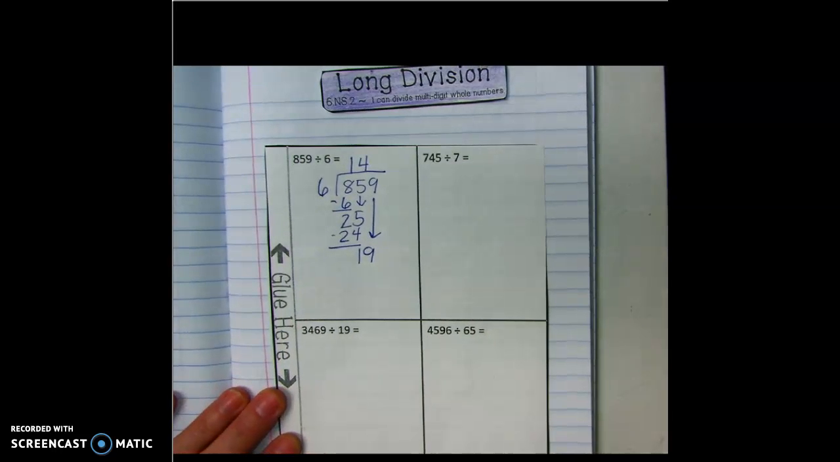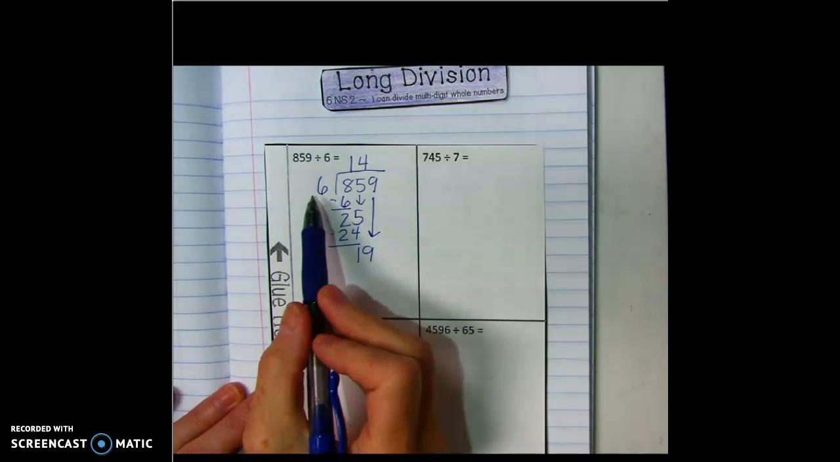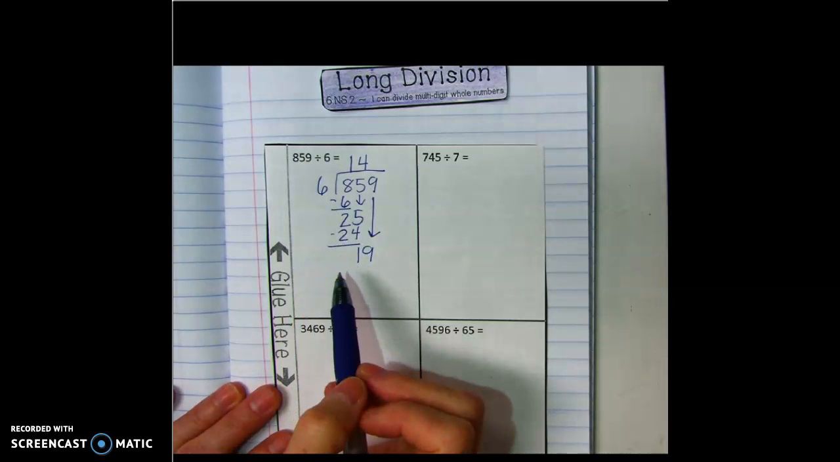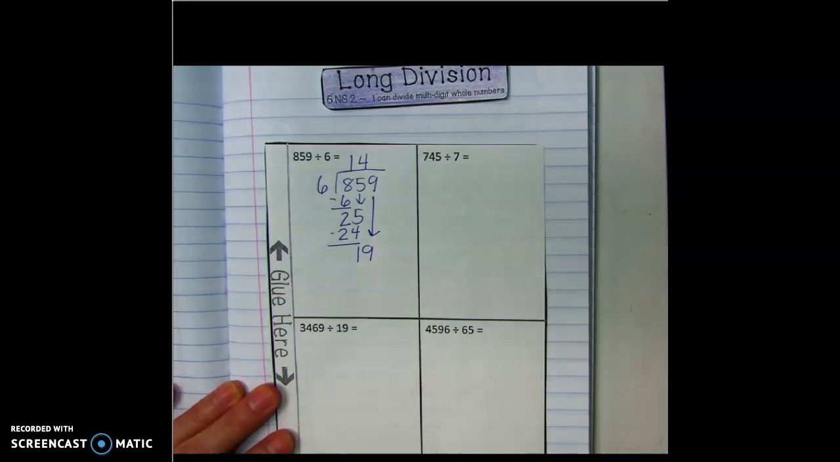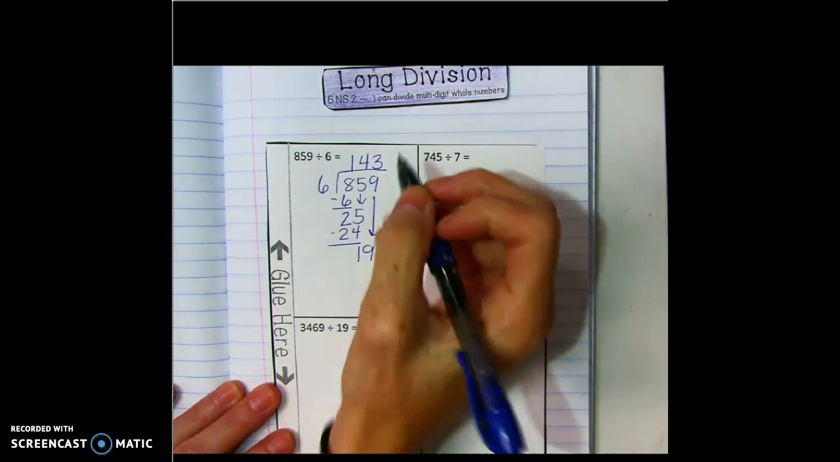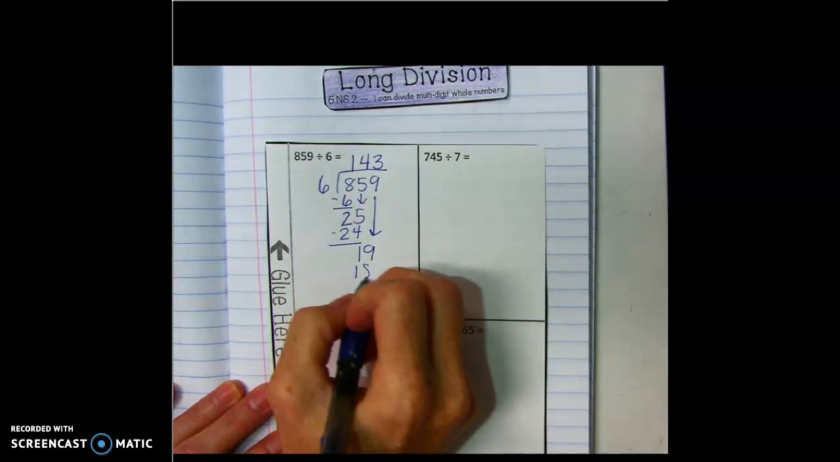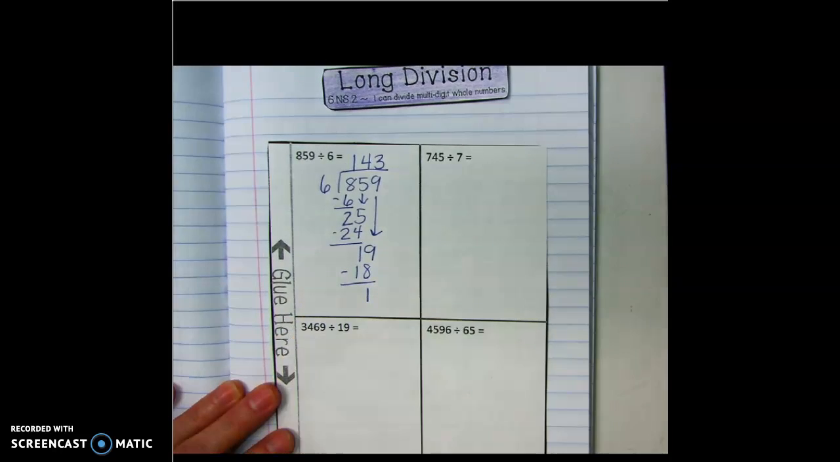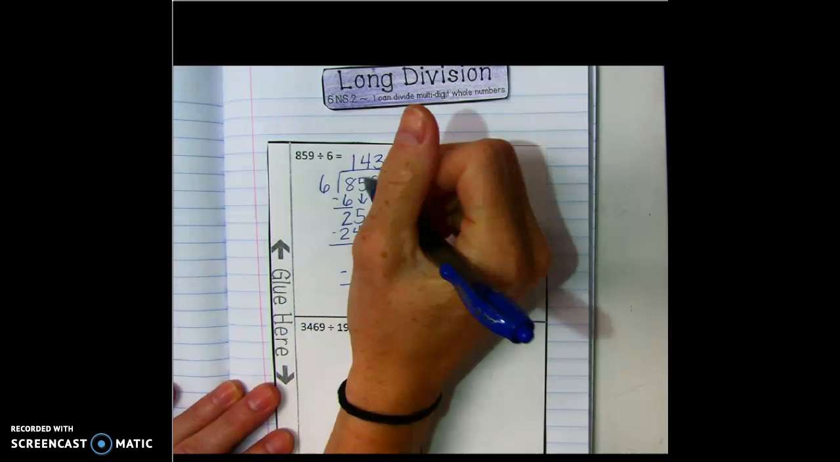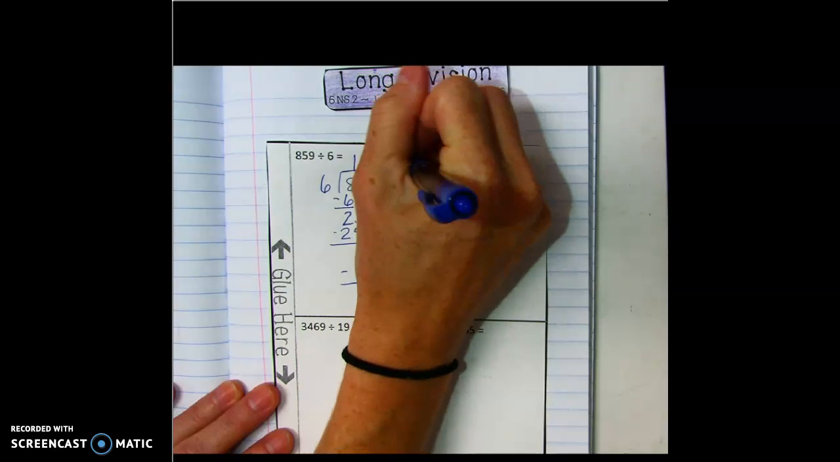Now, what is the number I'm going to multiply 6 by to get closest to 19, Carson? Well, that's my answer, but what do I multiply 6 by to get 18? 3. Good. So I put 3 at the top. Multiply. 6 times 3 is 18, and my remainder is 1. So my answer to this problem is 143 with a remainder of 1.